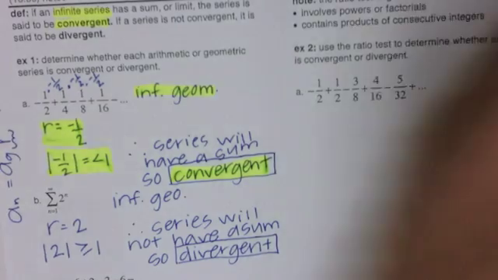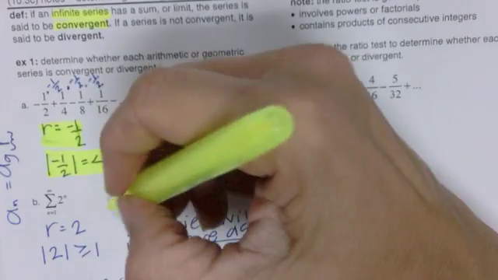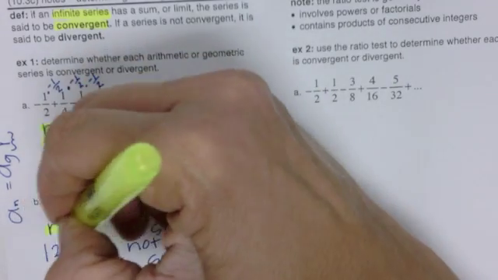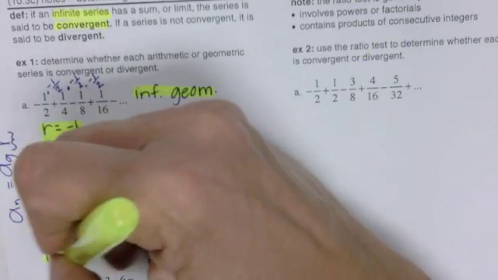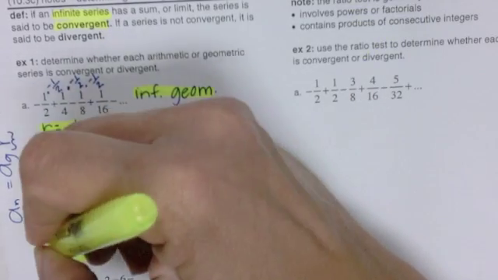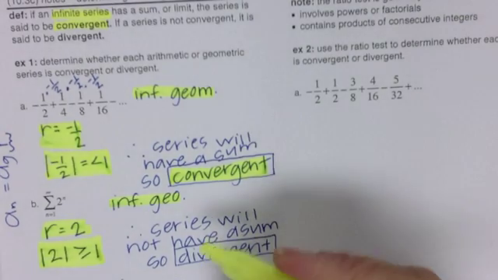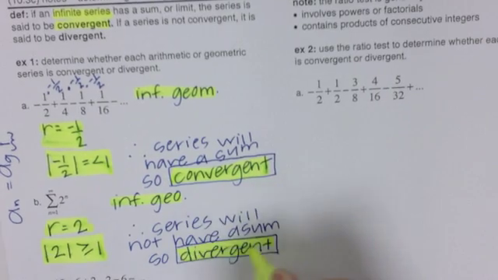So on this particular one, it's the same thing. You're identifying it as an infinite geometric. The important characteristic from infinite geometric is r. You compare r using the definition, and we find that it's greater than or equal to 1, so therefore it's divergent.